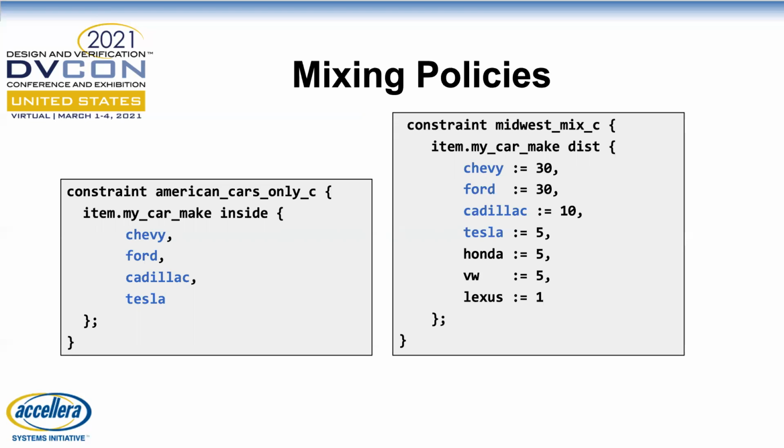When a test selects both policies, they interact seamlessly to produce a distribution of the American cars that you might find in a town in the Midwest. Two simple policies work together without the need for variables or conditionals in order to produce a more complicated result.